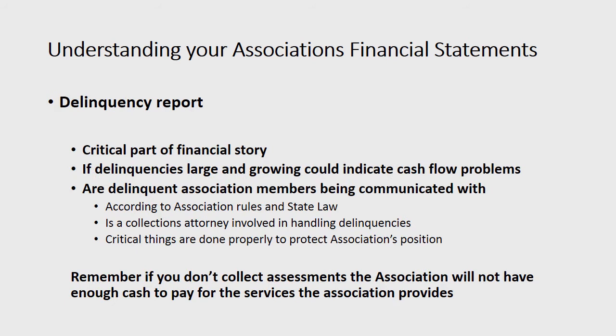Moving now to the delinquency report. This is a critical part of the financial story of the association. It should list all members of the association who are behind in paying their assessments. If this list is large and growing, it means the association is likely heading for cash flow problems and will either have to collect on the delinquencies or cut its spending.